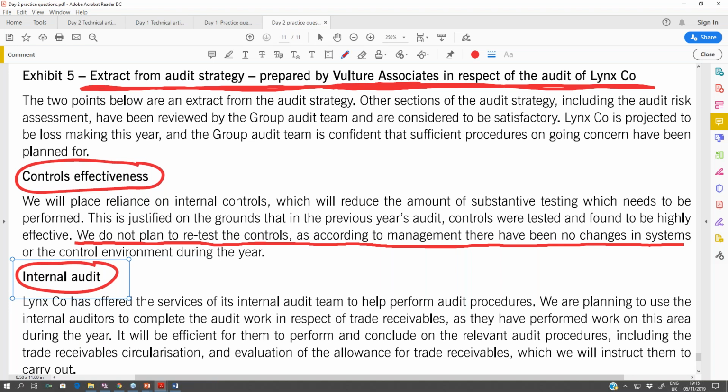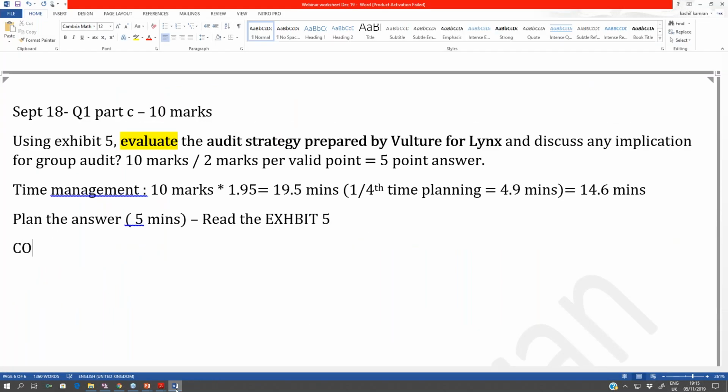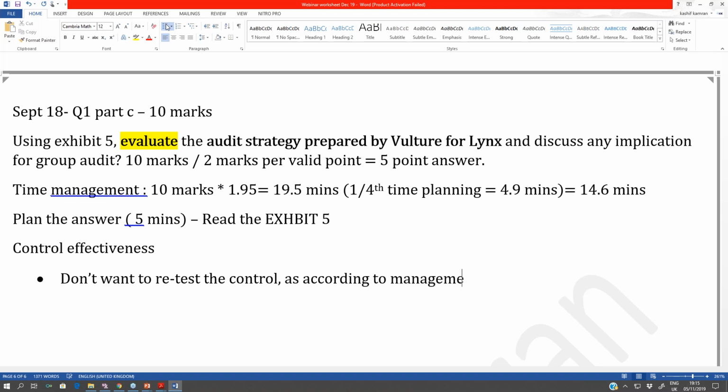So let's find this first statement here, the first one regarding the control effectiveness. In the control effectiveness, the very first statement we're getting is that they don't want to retest the controls, as according to management there has been no changes in controls from the last year. So that's one important statement, right? That is a wrong statement coming from Vulture, and this is something where we need to gain marks when we write in the answer.